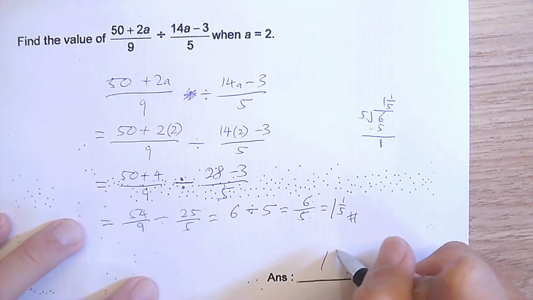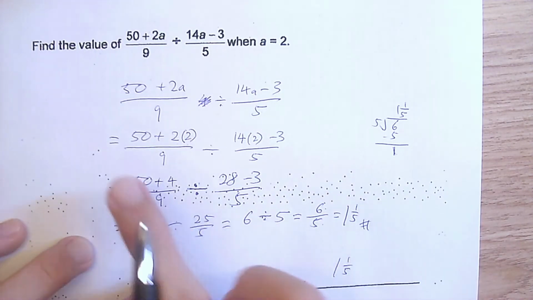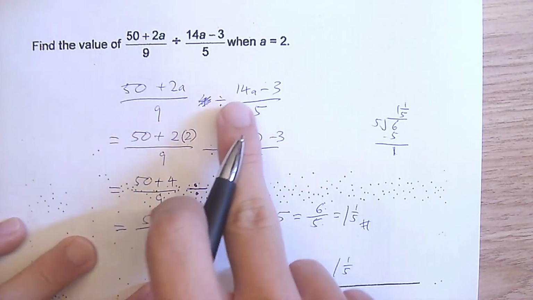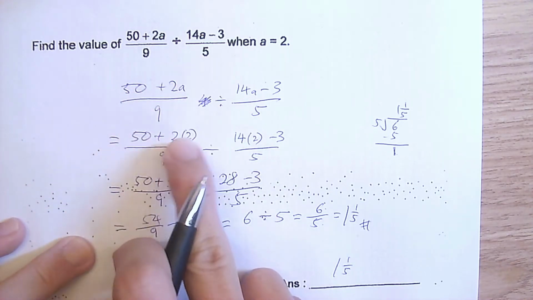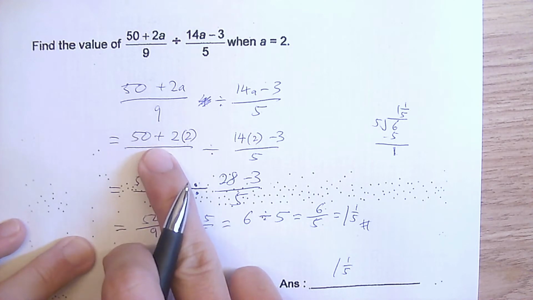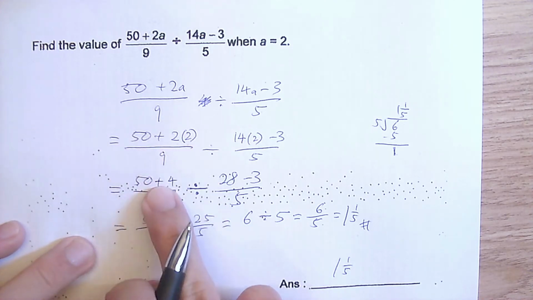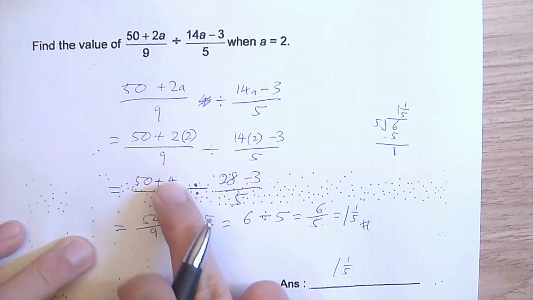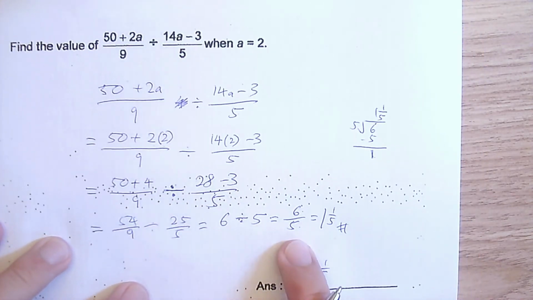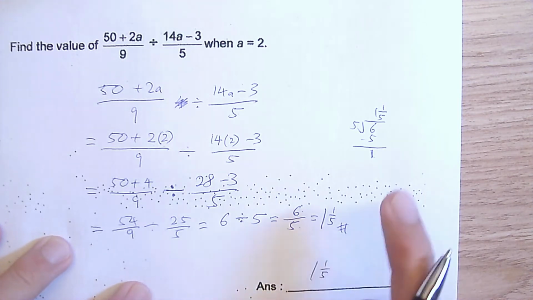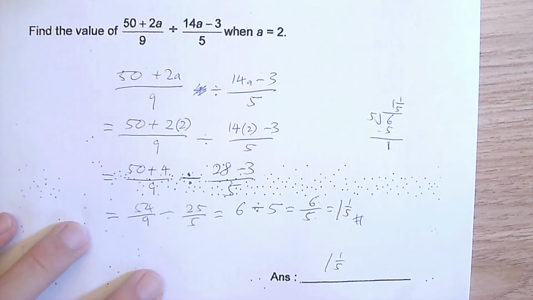Ta-da! Done. If you're a parent watching this, please remember, ensure that they know how to substitute, and then make sure they simplify all the ones in the brackets first. After they simplify the ones in the brackets, add them up, do all the operations within each level first. Then start dividing. And if your child does not know how to change from an improper fraction to a mixed number, use the long division method. Okay, done.